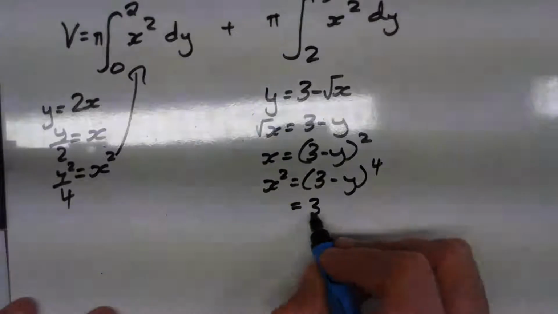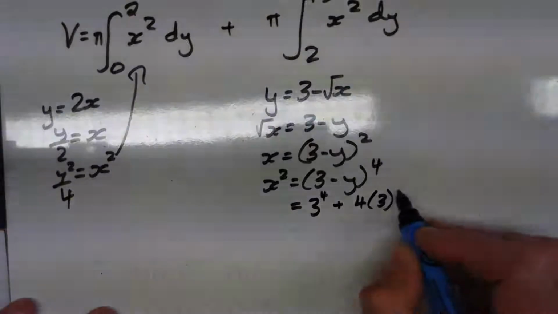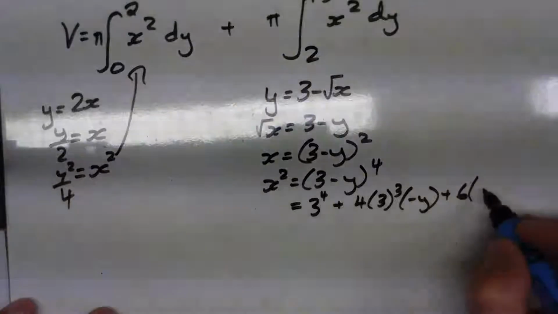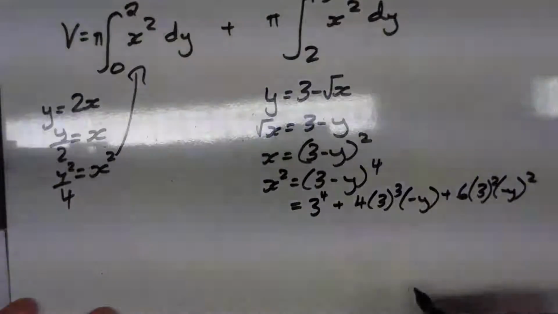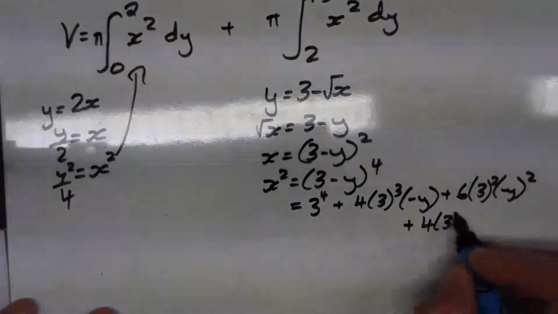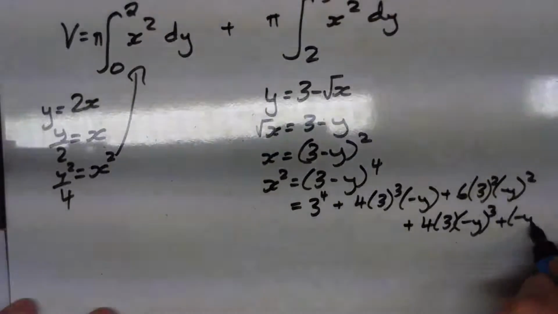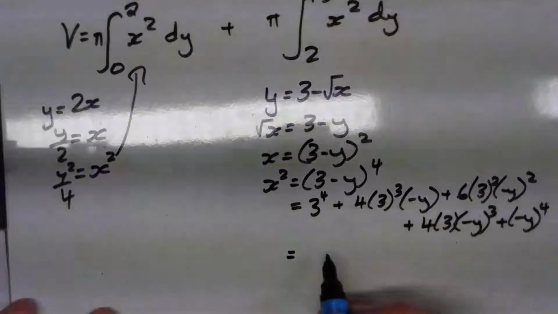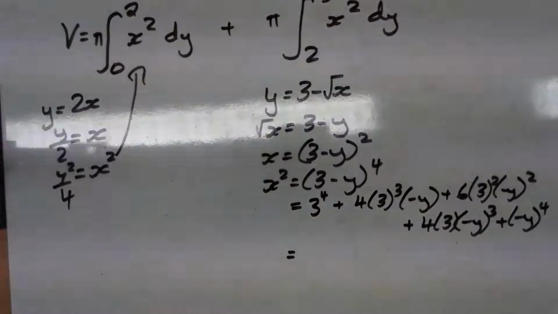So we've got 3 to the power of 4, plus 4 lots of 3 cubed times minus y, then 6 lots of 3 squared times minus y squared. Then 4 lots of 3 times minus y cubed, and we're ending with minus y all to the power of 4. Let's check they've got this right.